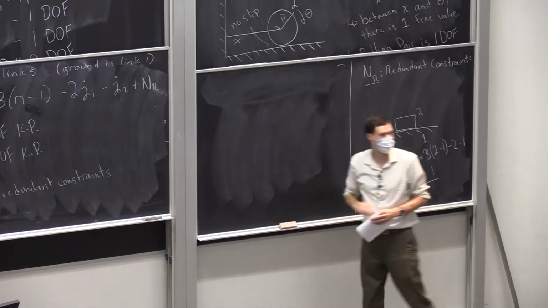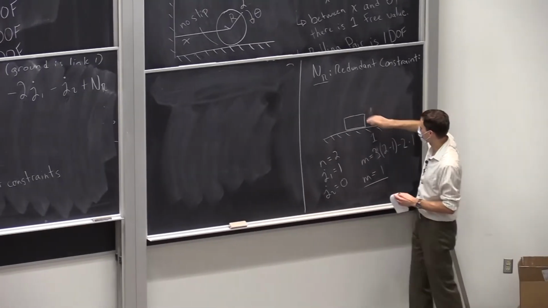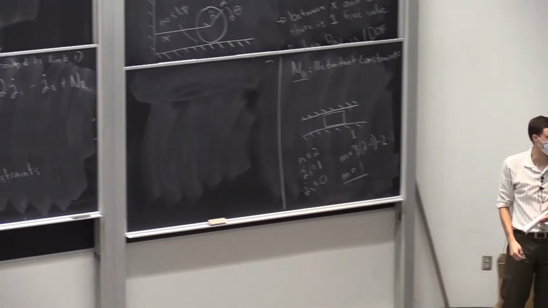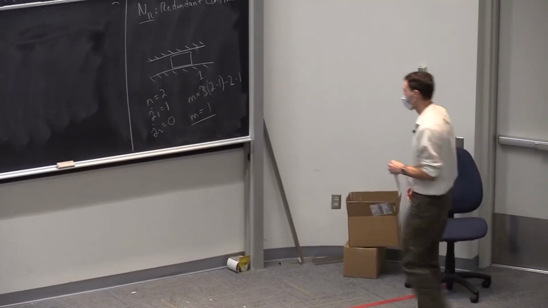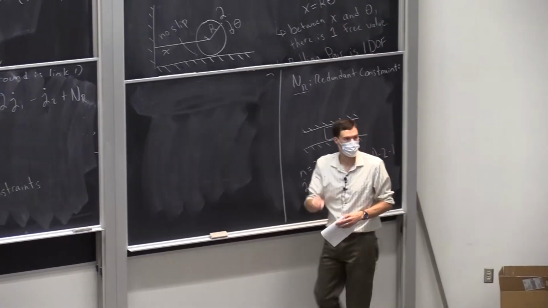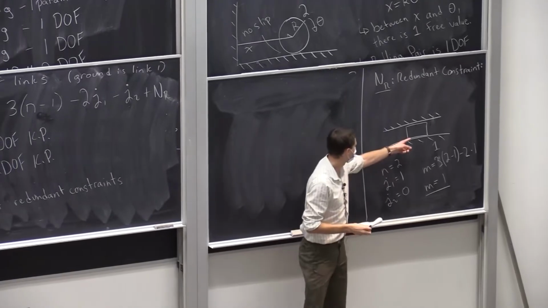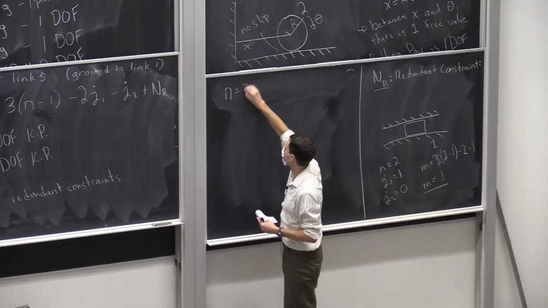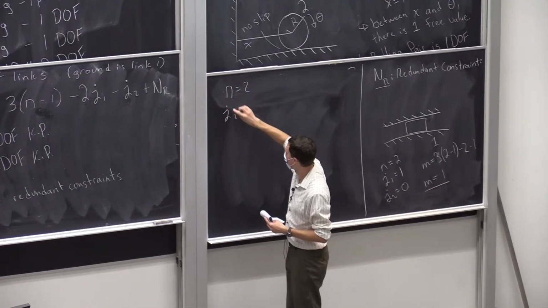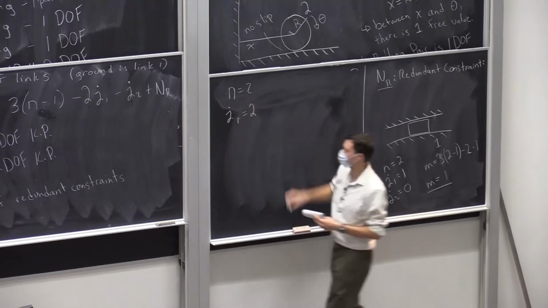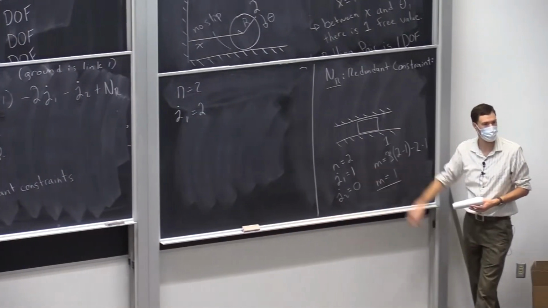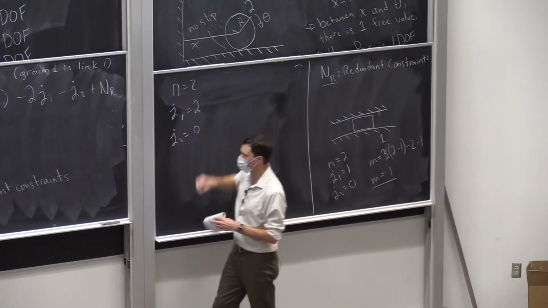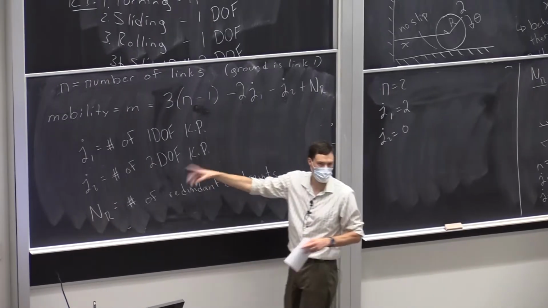What if your friend came along and said, oh, no, I like to draw mine like this. Right? There's a slide on the bottom. There's a slide on the top. And they said, actually, there's 2. Right? There's 2 sliding pairs. It's sliding on the bottom and it's sliding on the top. In that case, we'd say n equals 2. J1 equals 2 now instead of 1. J2, that's our number of 2 degree of freedom kinematic pairs. That still equals 0.